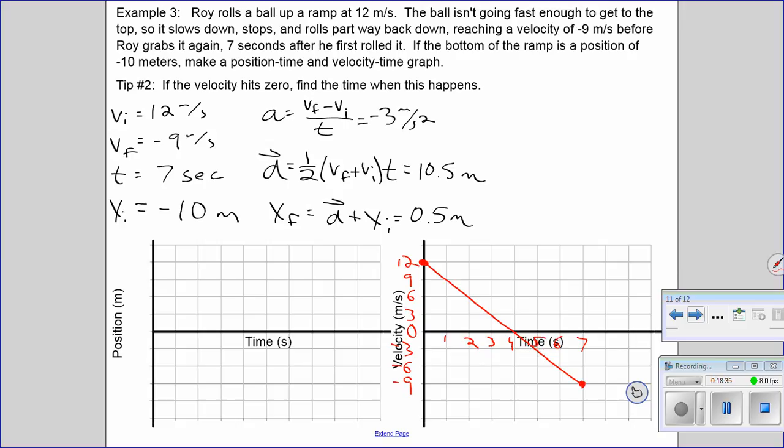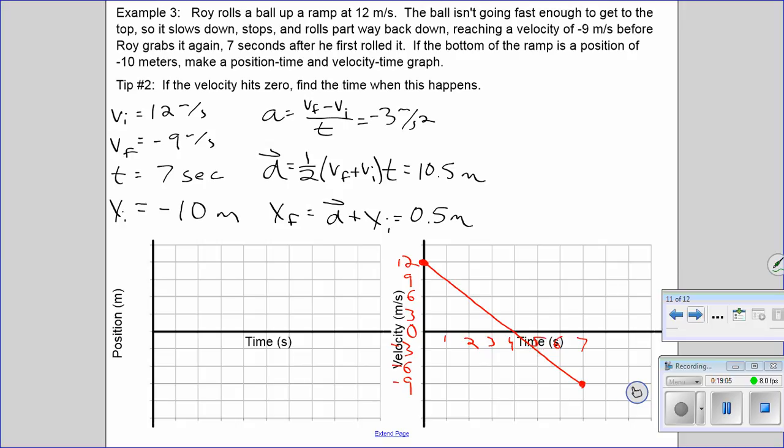So now we got to make our position time graph. So let's start by doing the same thing that we've been doing before. Oh, we sort of can't, actually. Let's hypothetically pretend that I had numbered my position axis. Okay, don't do this. Just listen for a minute. So what I'm drawing in green, don't draw. My position starts out at negative 10, and then it ends up at positive 0.5.